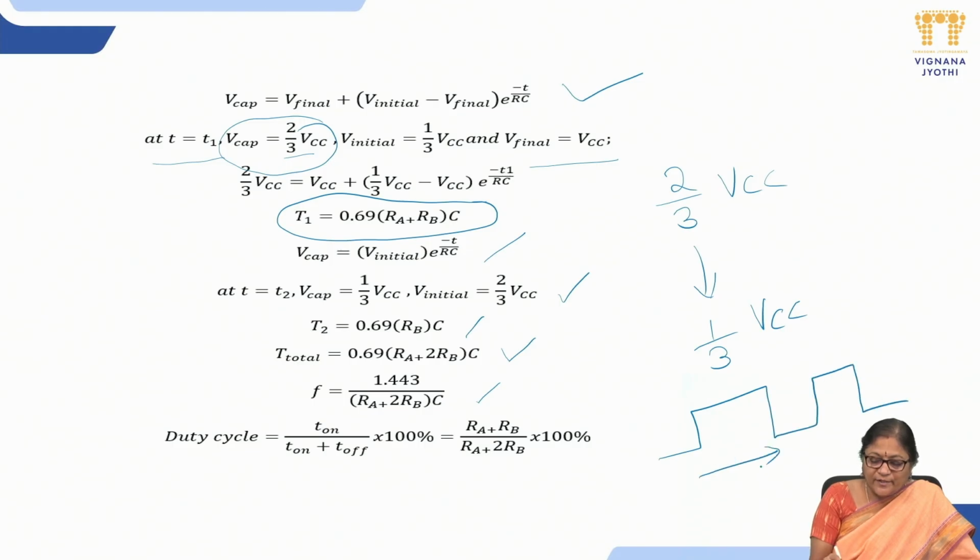We can control it by using the resistors RA and RB. This is T on, this is T off. So any clock pulse you are producing, you can have your own on time or off time. It can be controlled by controlling the resistors, (RA plus RB) divided by (RA plus 2 RB).